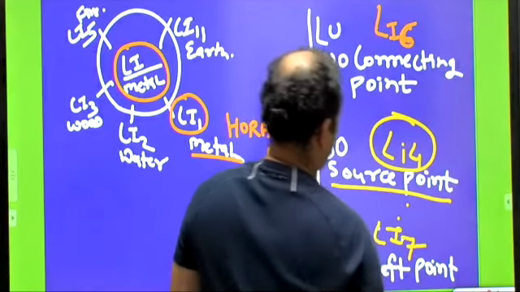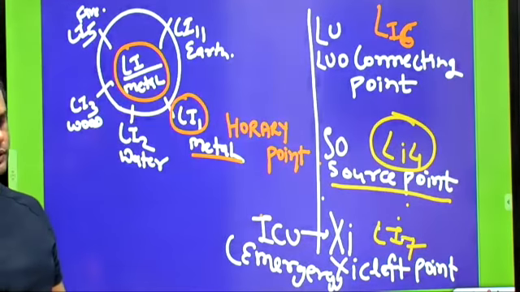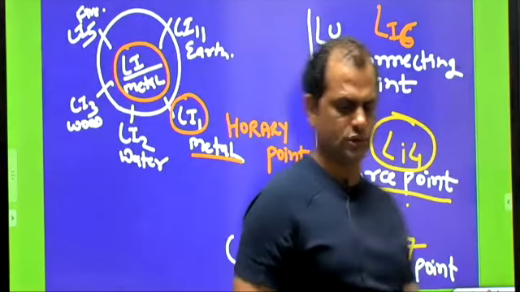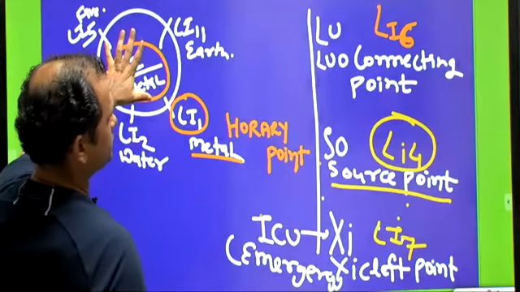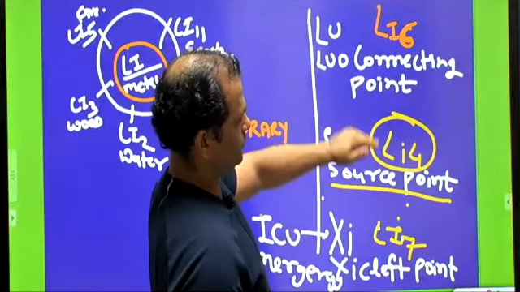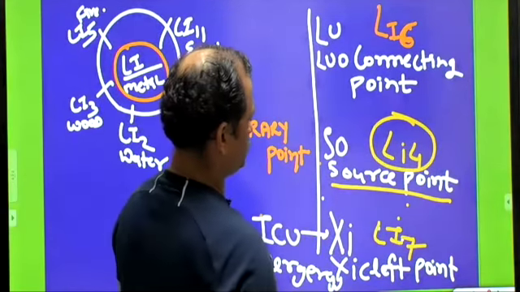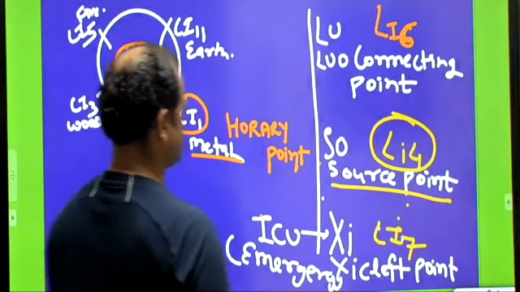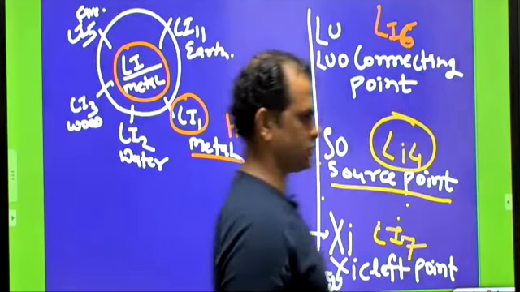LI7. LI7 is the Xi cleft point of the large intestine meridian. So we just have to remember these 5 points and these 3 points, and we can do anything in the large intestine meridian. LI7 is the emergency point, or the Xi cleft point, of the large intestine meridian.